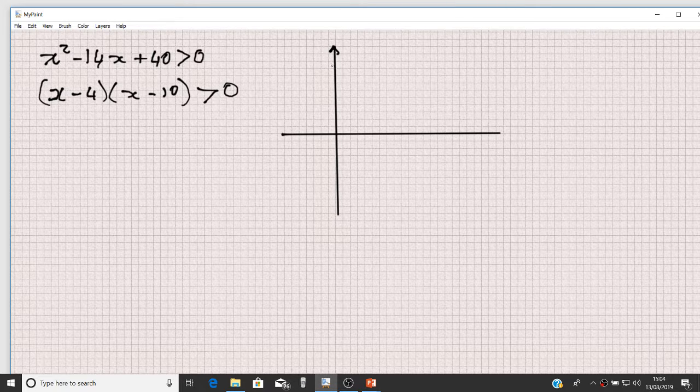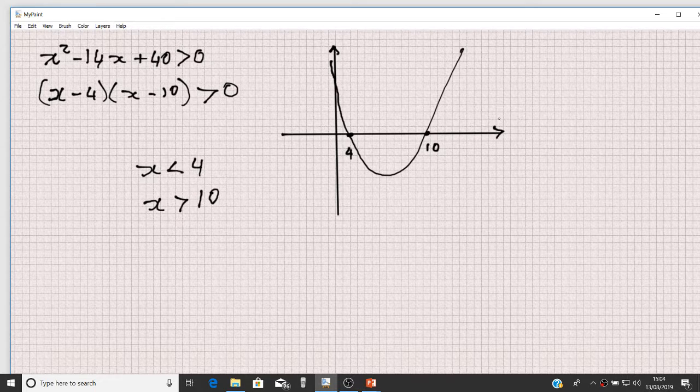So we'll just draw the quadratic looking a little bit like that, and let's say this is positive 4 and this is positive 10. Now the values that will produce greater than 0 will be all values of x such that x is less than 4, and together with that all values of x that are greater than 10, not including 10. We'll take a look at set notation in a later video, but for now any value of x less than 4 and any value of x greater than 10 will satisfy this inequality.